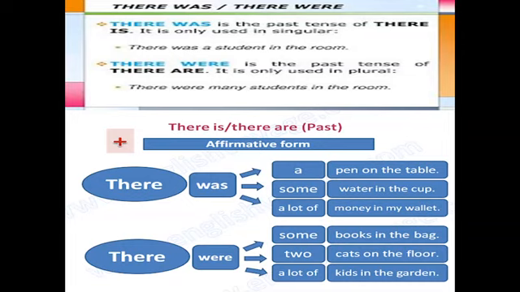Let's look at the examples. There was a pen on the table. There was some water in the cup. And there was a lot of money in my wallet. There were some books in the bag. There were 2 cats on the floor. And there were a lot of keys in the garden.